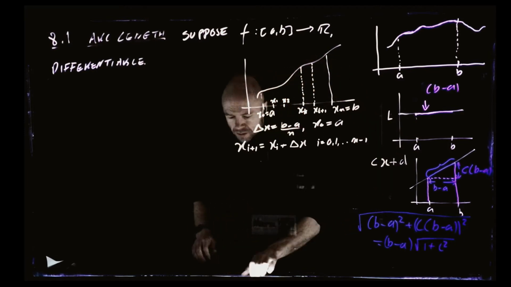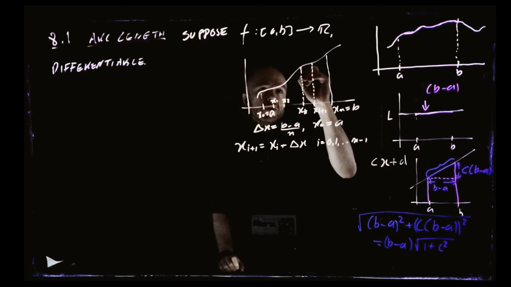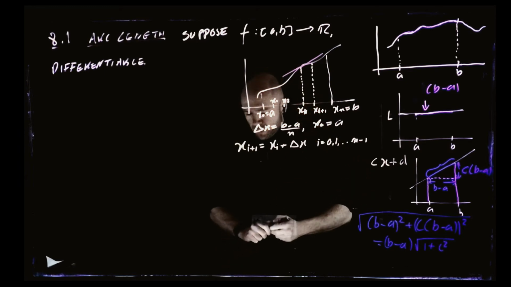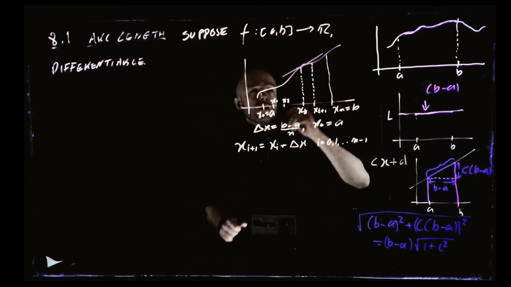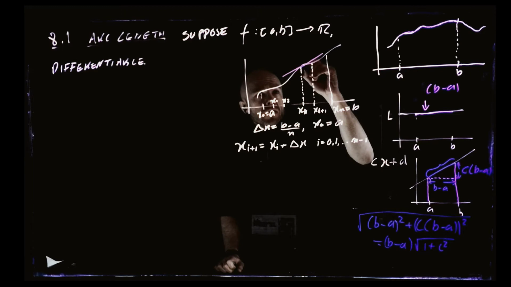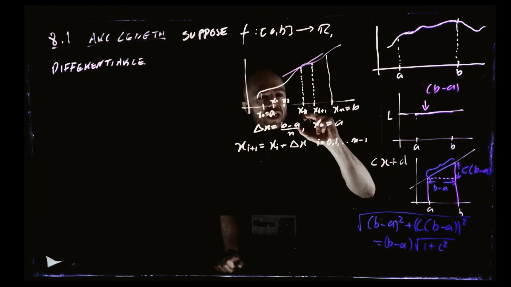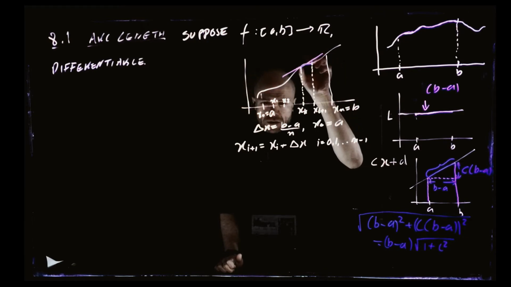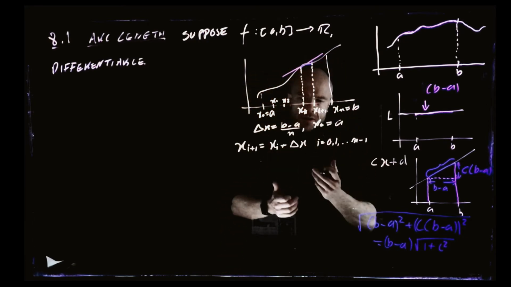Now, since our function is differentiable, we can take the tangent line at the point xk. And the little piece of the graph above the interval xk to x_{k+1} is really a lot like just the length of the tangent line, because the tangent line is very, very close to it.